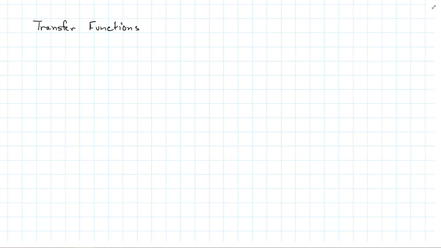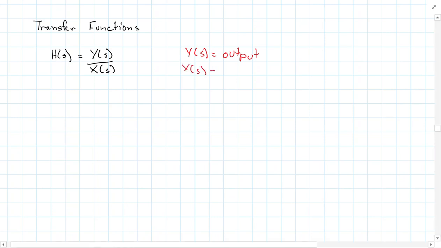It's not really to look at a circuit and just analyze it like we did, instead it's to get a transfer function. And so let's go ahead and define what we mean by a transfer function. The most general definition is that a transfer function is Y(s) over X(s), where Y(s) is the output and X(s) is the input.